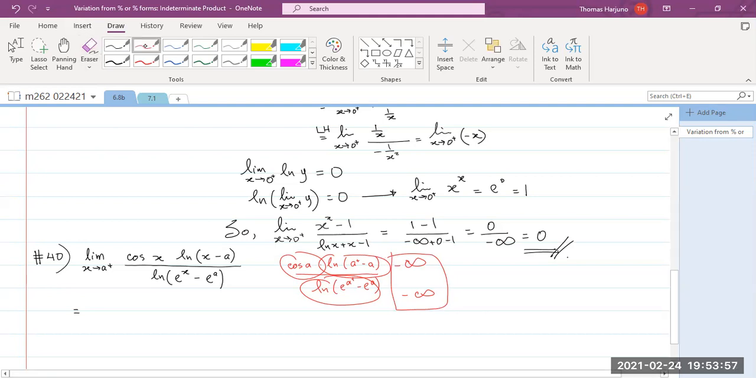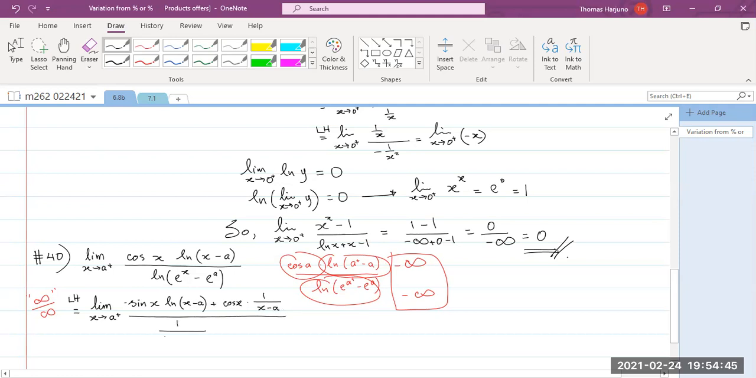Okay, so from there we see, let me keep that scratch work there. So this is negative infinity over infinity form. So that justifies us using L'Hôpital's Rule. Limit x approaching a from the right hand side of the derivative of cosine is negative sine x times ln x minus a plus cosine x times the derivative of that, that will be 1 over x minus a, big over the derivative of that is 1 over e to the x minus e to the a times the derivative of that is e to the x.